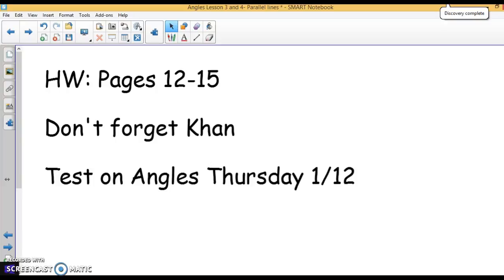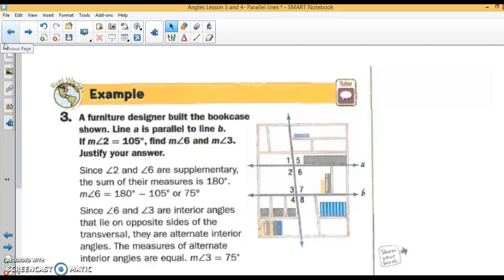This is lesson 4 in the angles unit. It is the second day of transversals cutting parallel lines. The homework that goes along with this is page 12 to 15. If you're in the advanced, if you're in the regular, you're going to need to check the schedule and see what goes with it. This is on page number 12 in your notes.